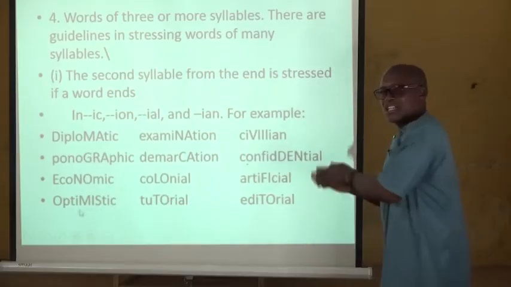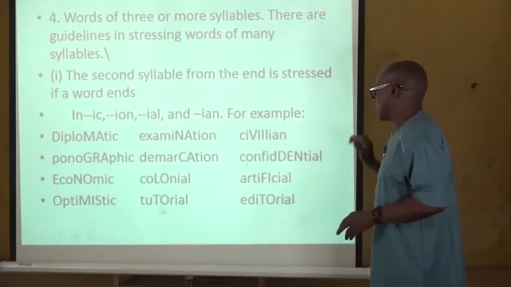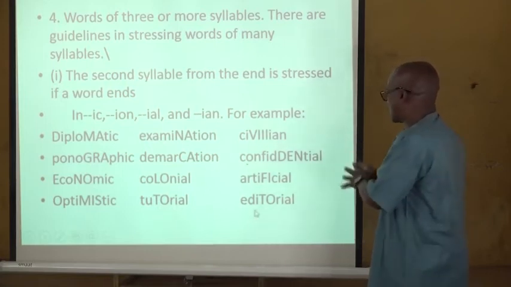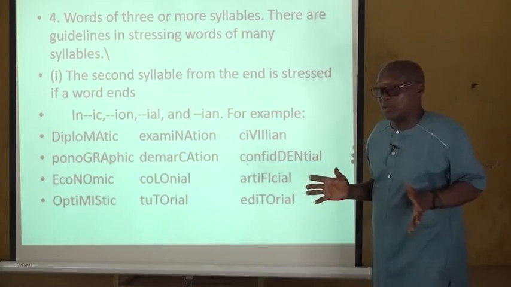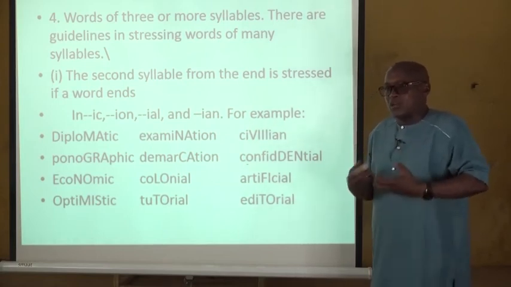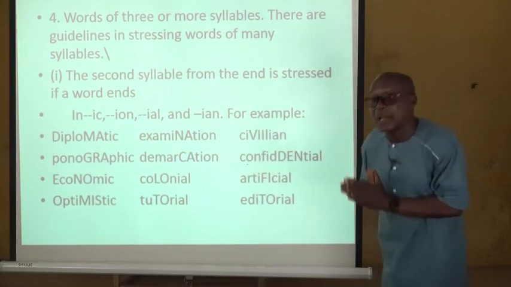Optimistic: 1, 2. Tutorial: 1, 2. Editorial: 1, 2. So that's just what you have to do. You don't have to start pronouncing, because this is a course where, if you want to get it right, you always be pronouncing. But with this formula, you don't have any issues.